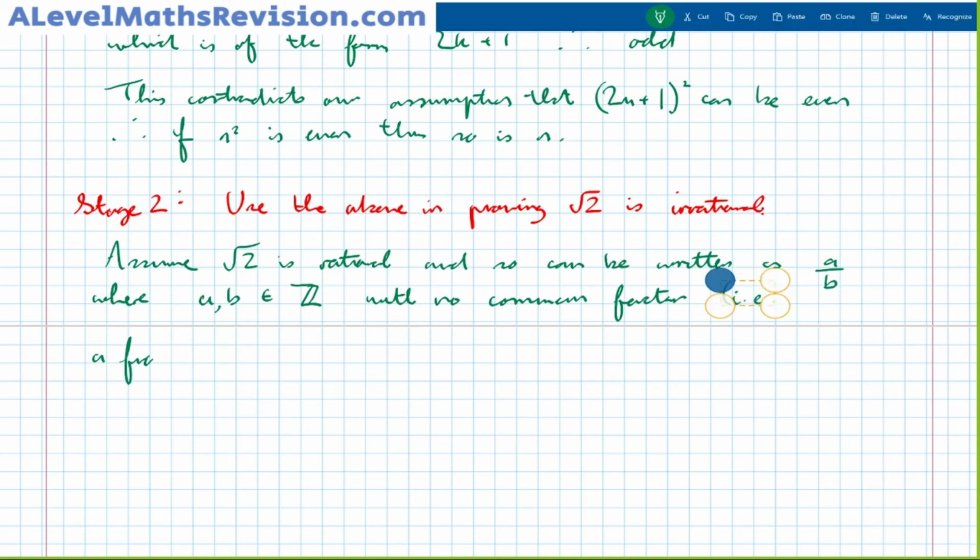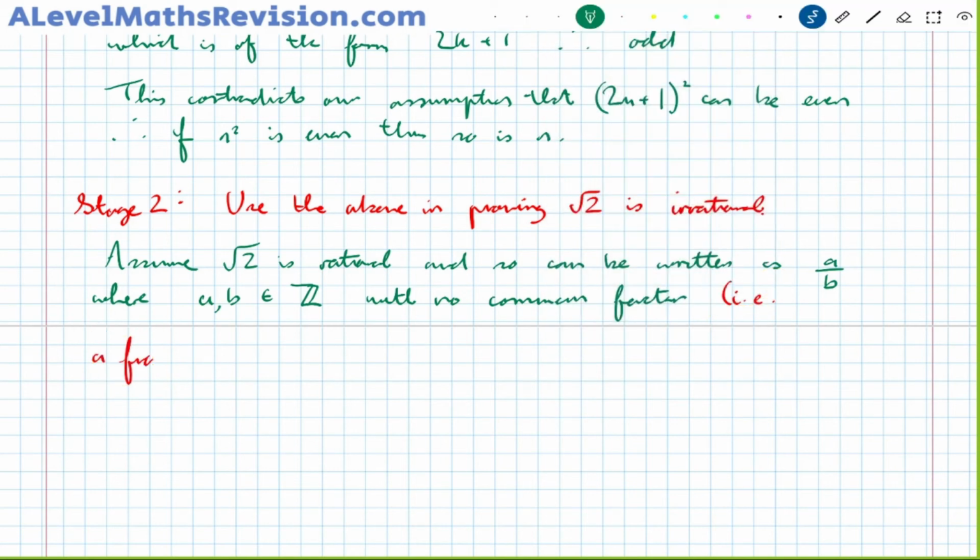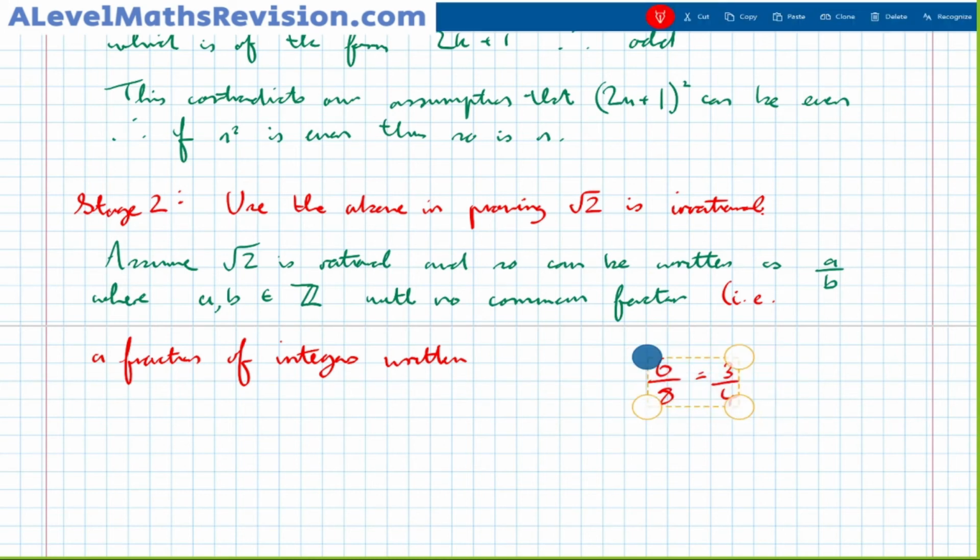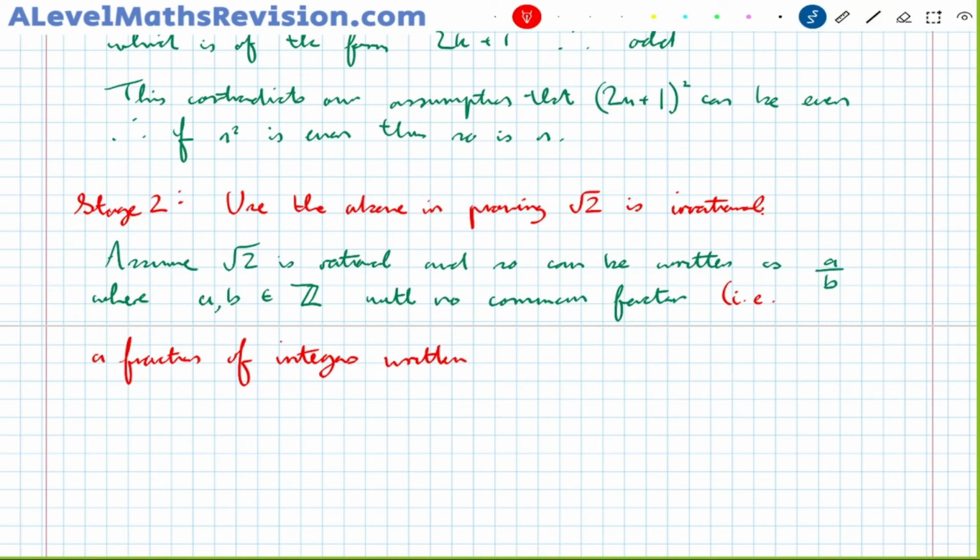I'll put this in red because this bit I'm about to write is explanation rather than being necessary for the marks. I.e., a fraction of integers written in its lowest terms. That's when a and b have no common factors. So for example, 6 over 8 isn't in that form because 6 and 8 have a common factor 2. We can write that in its lowest terms, i.e. two numbers with no common factors other than 1. So a fraction of integers written in its lowest terms.